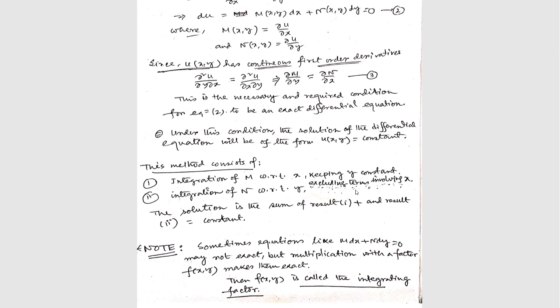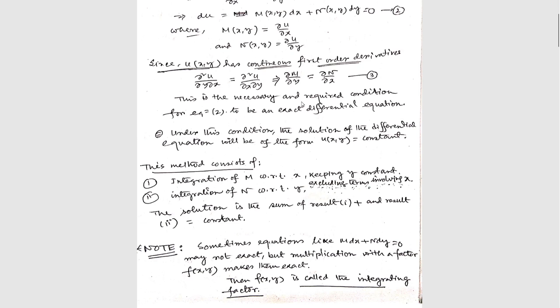Under this condition, if you solve the equation, then you will have the solution u(x,y) equal to a constant. So if you solve the problem, you find u in such a way that it will be a constant. Now this method involves two parts. Number one is to find the solution: you have to integrate this M with respect to x.